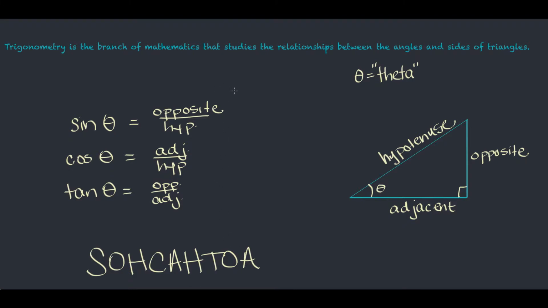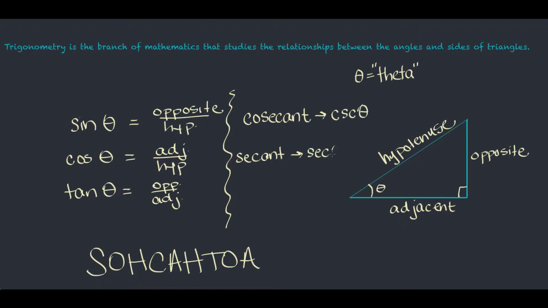Now the three new ratios that you're going to learn this year are called the reciprocal functions. So we have cosecant. I'll spell it out so you can see it. Cosecant, which we abbreviate CSC of theta. We have the secant of theta, which we abbreviate SEC theta. And then we have the cotangent, which we abbreviate, I'll write that down here, COT of theta.